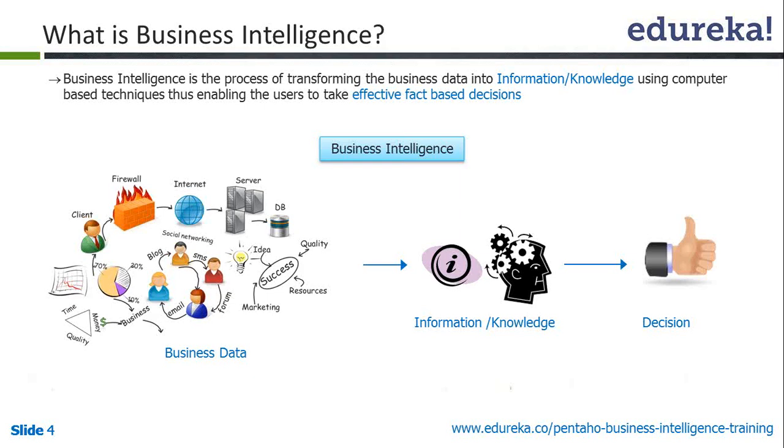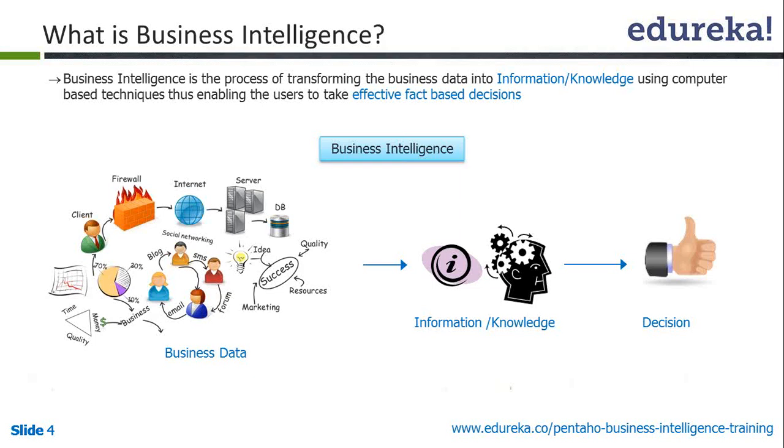So we'll start with the basics of business intelligence, and then we'll move to Pentaho in detail. First of all, what is business intelligence? Business intelligence is the process of transforming business data into information and knowledge using computer-based techniques, thus enabling the user to take effective fact-based decisions. It refers to the technologies and applications for the collection of business information or data, so that organizations can take effective decisions.